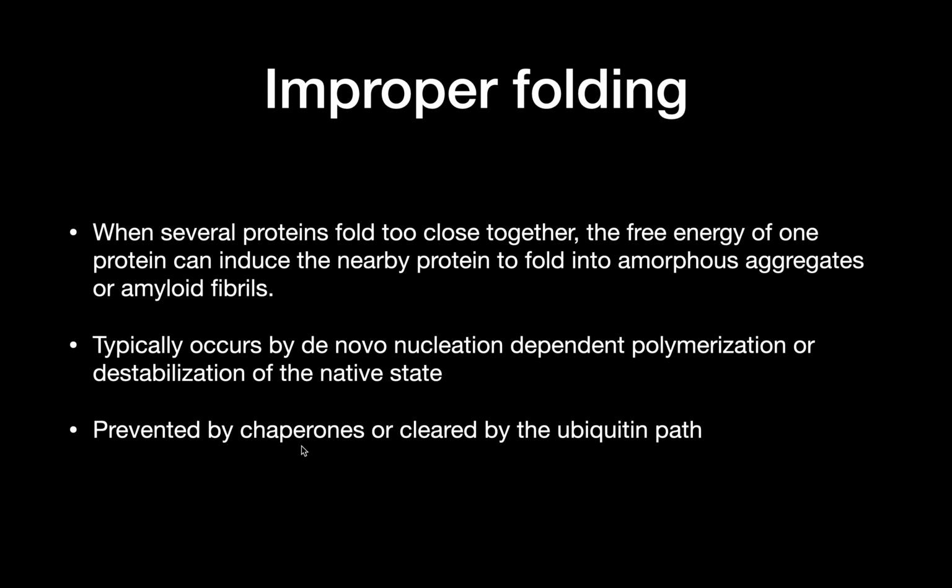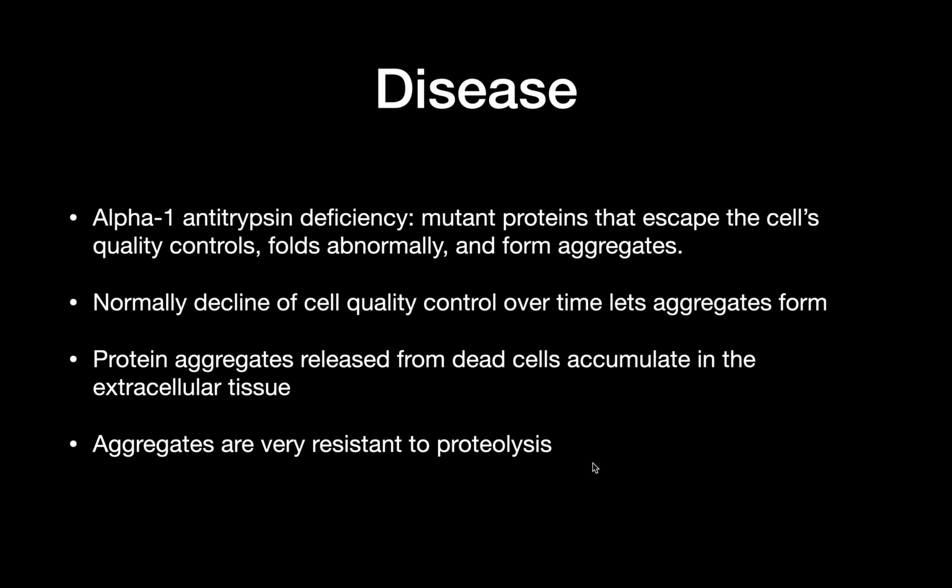Normally, these are prevented by chaperones, and if they are created, they are usually cleared by the ubiquitin path. So there are some diseases that are associated with the misfolding of proteins, and one of them is the alpha-1 antitrypsin deficiency, where the mutant proteins escape the quality controls, fold abnormally, and form aggregates, and that has a role in emphysema.